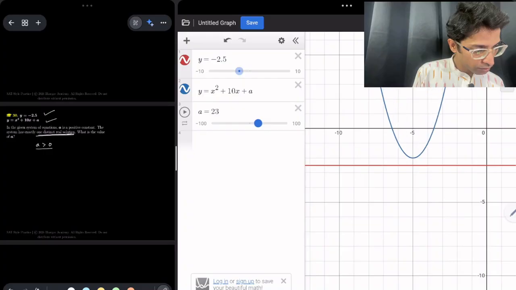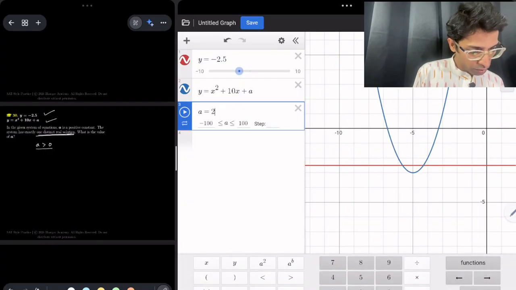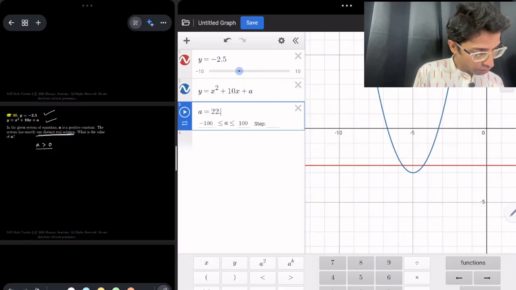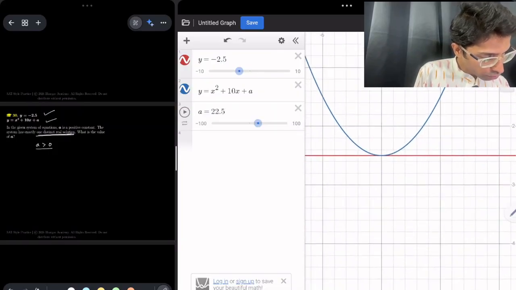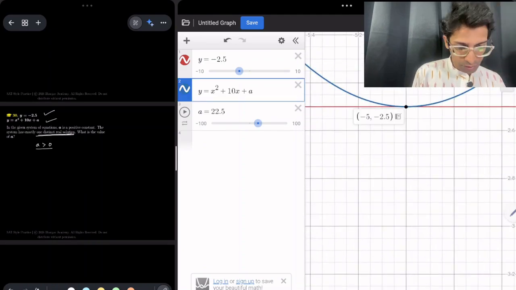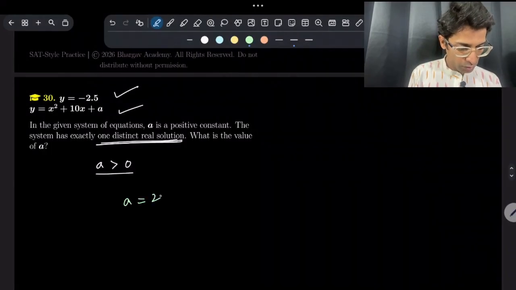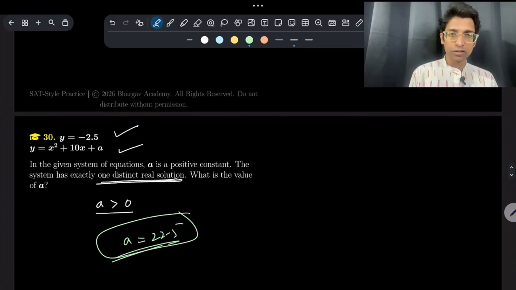Let me be careful here. Let me slowly change it to 22. No. 21. No. 23. Okay, we're getting close. Make it 22.5. Okay, that looks like it. Let me zoom in and check. Yes, 22.5 is the answer. So A value is 22.5. So in all of these problems, what we have seen is whenever you see one distinct real solution, exactly 1 point, Desmos clearly wins.